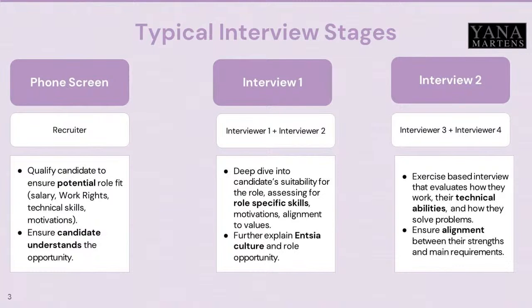And then the second interview is usually more focused on how they work, their technical abilities and how they solve problems. And again, checking for alignment between values, their core strengths and how they work, and the requirements of the role. So everything's got to be focused on the suitability for the role. Every signal you're looking for, every conversation that you're having has to tie into the requirements of the role. Otherwise, you're just having a nice chat with someone.